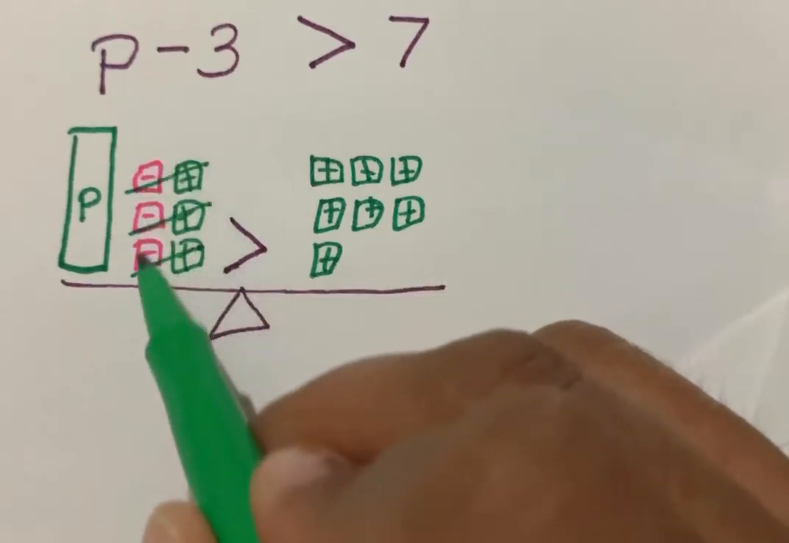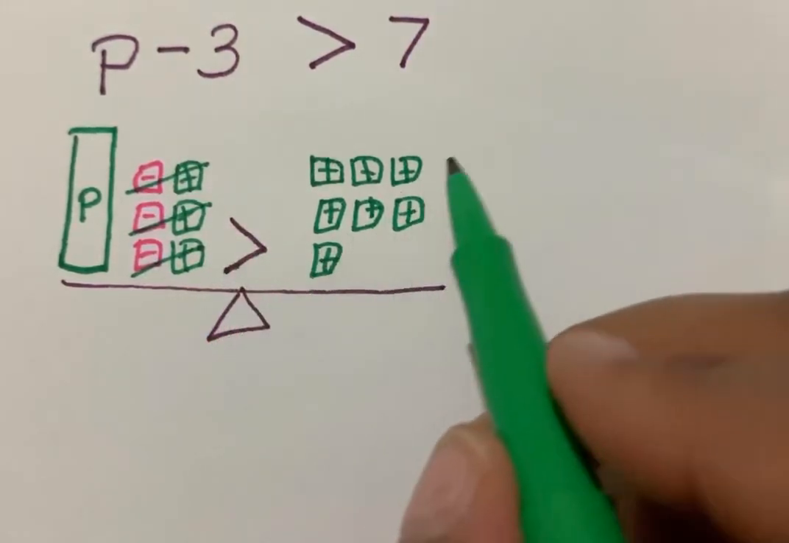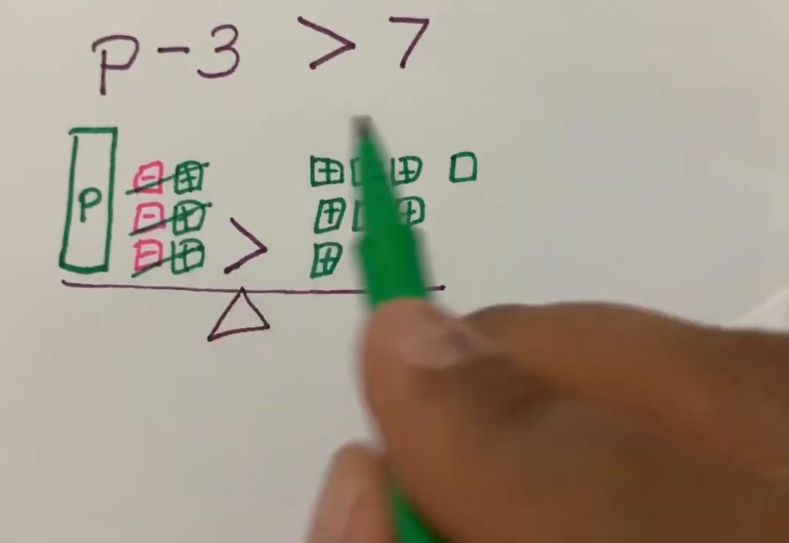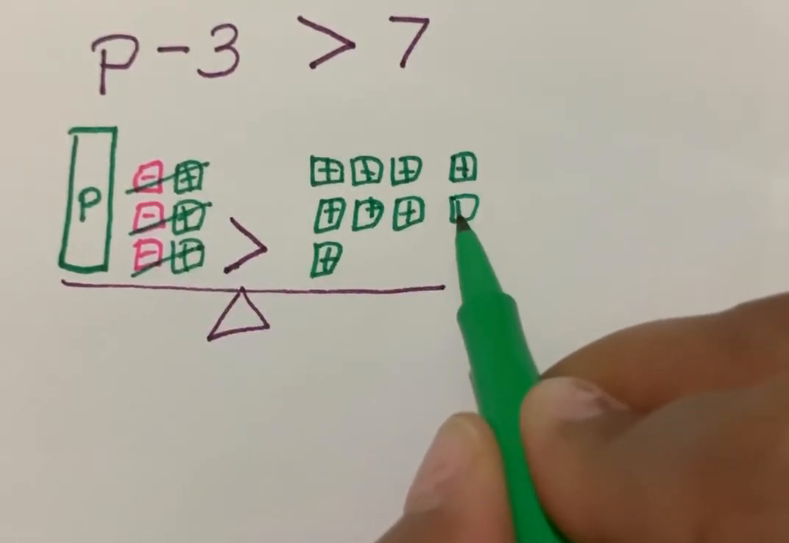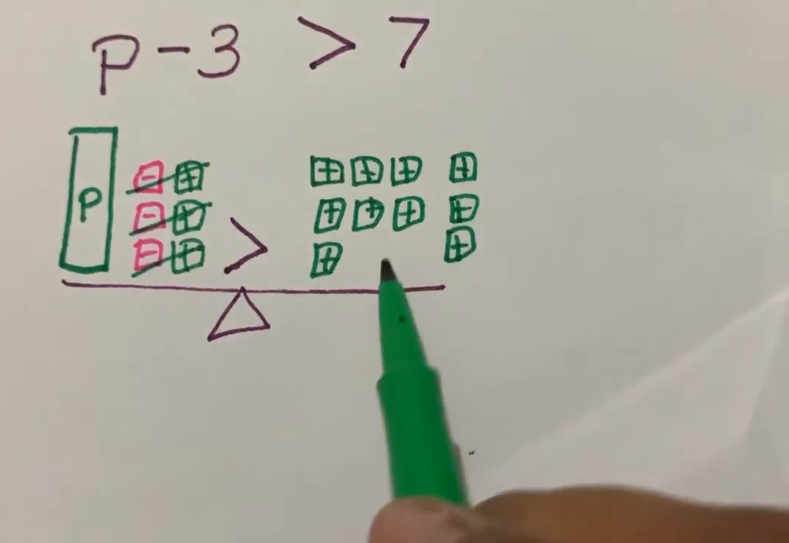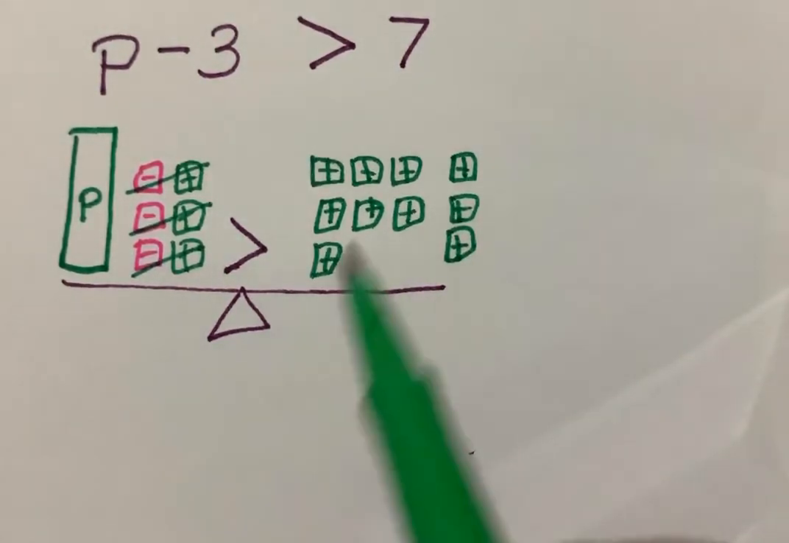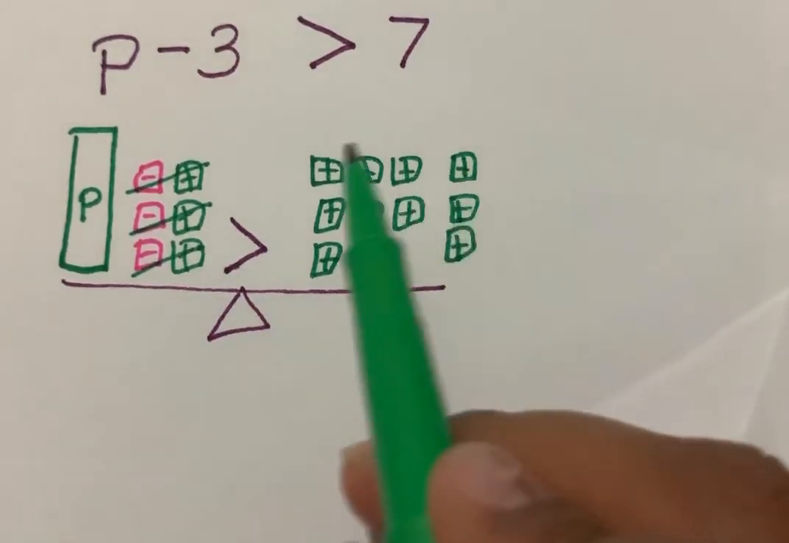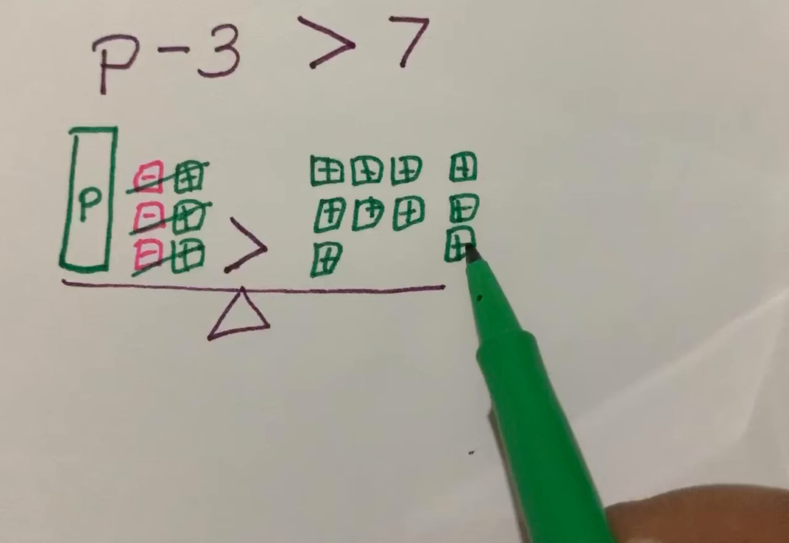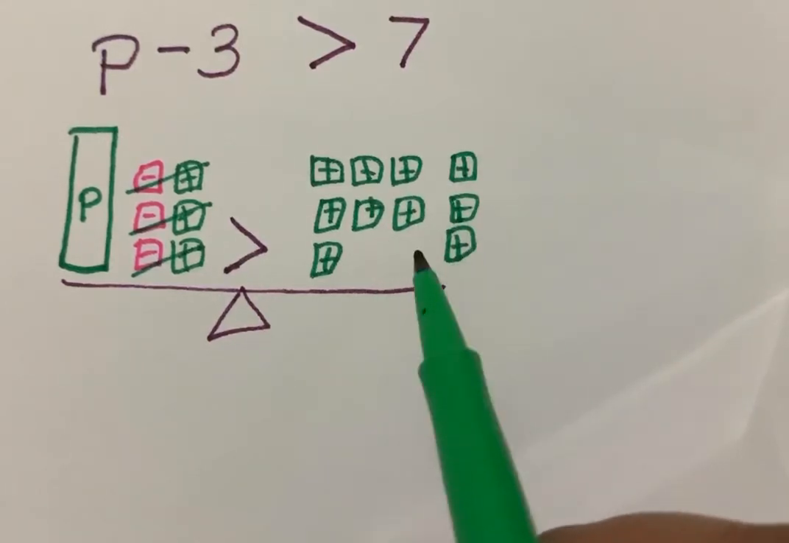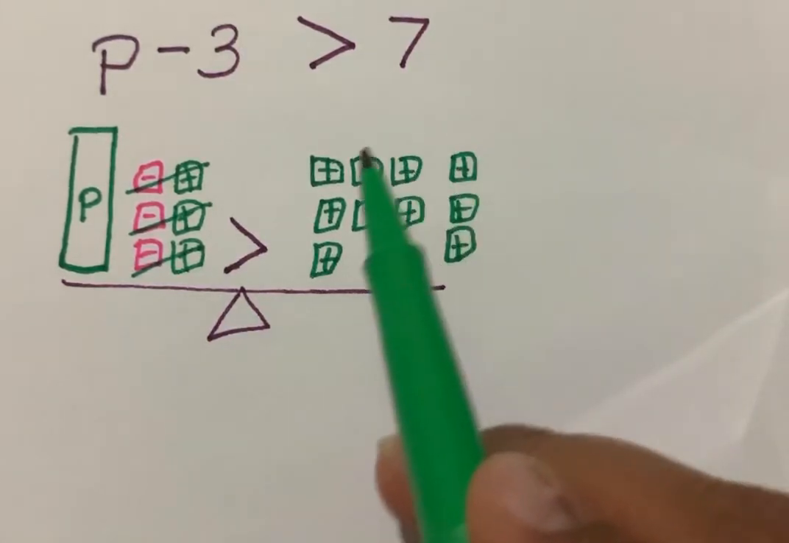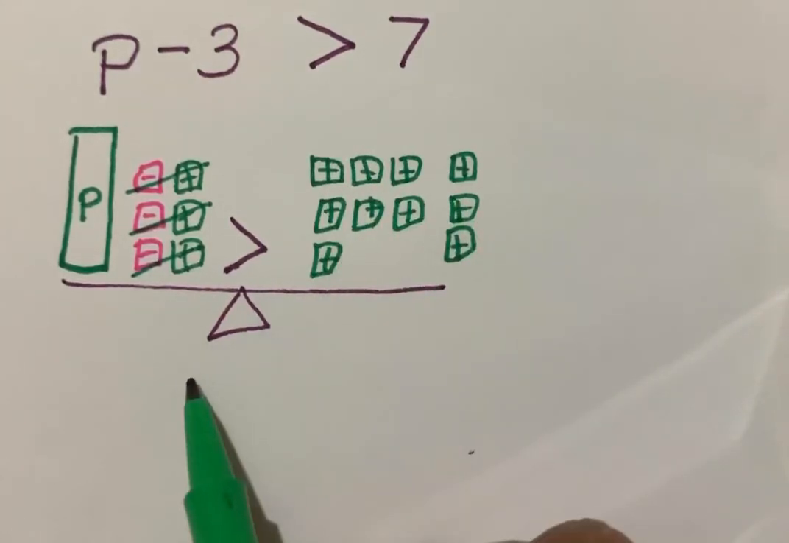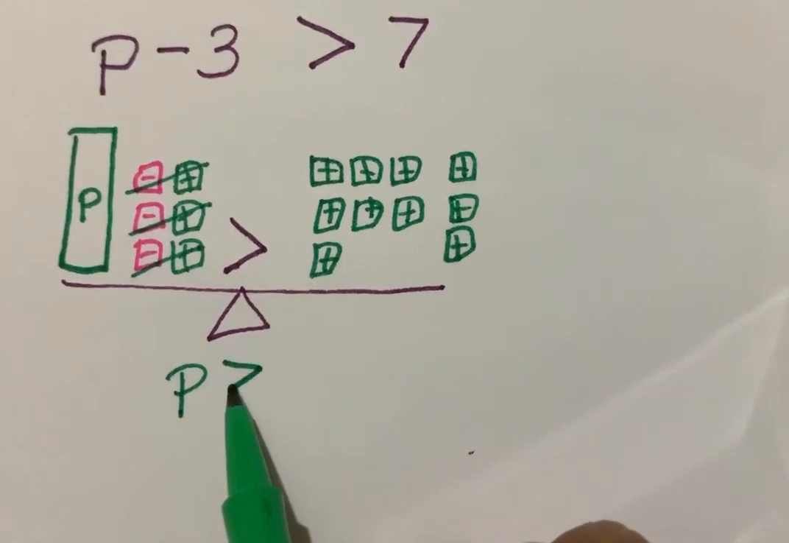But now I've unbalanced this, so I have to do the same thing over here. And notice that I added 3 positives. So I have to add 3 positives to keep both sides the same. Okay, so here, since I added the 3 positives, I don't have any 0 pairs, so they're not going to cancel out. They're all friends, they're going to party together, and I end up with a total of 10. So P has to be greater than 10.